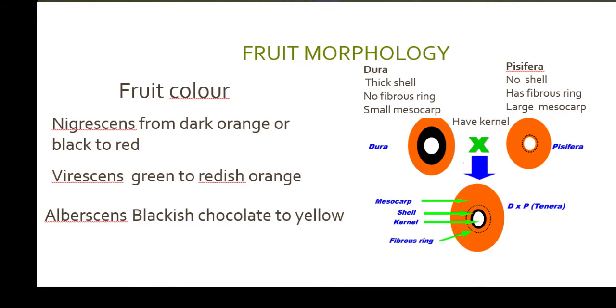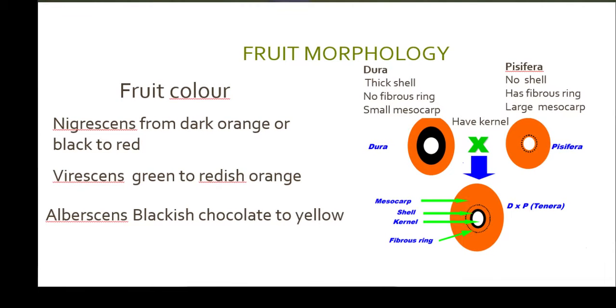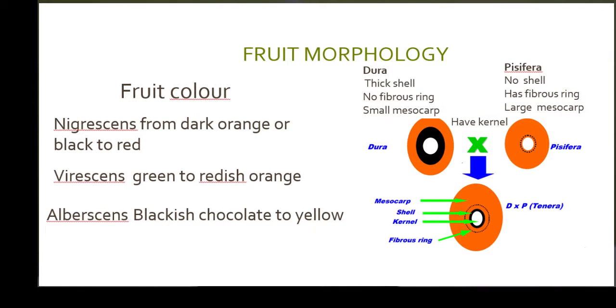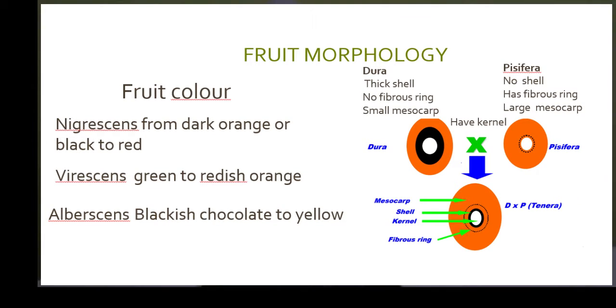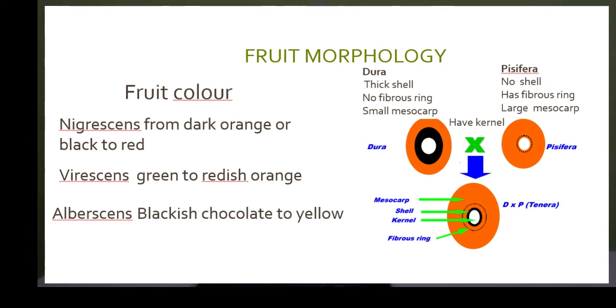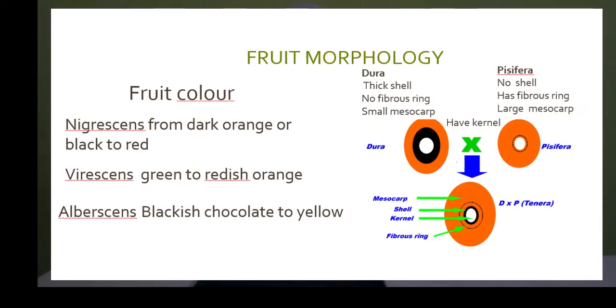For fruit morphology, we know that we have a hybrid fruit, which we call tenera. Firstly, we have dura and pisifera. Dura has a thick shell, no fibrous ring, and a small mesocarp, and pisifera has no shell, has a fibrous ring and a large mesocarp. When combined together to produce tenera, the mesocarp is medium, the shell is not so big, and it has a fibrous ring.